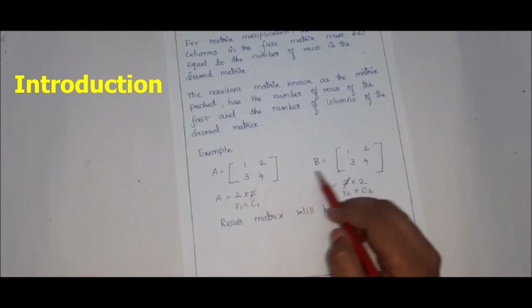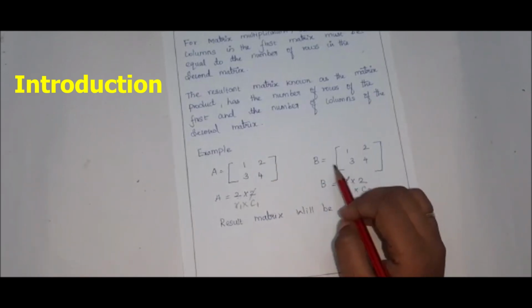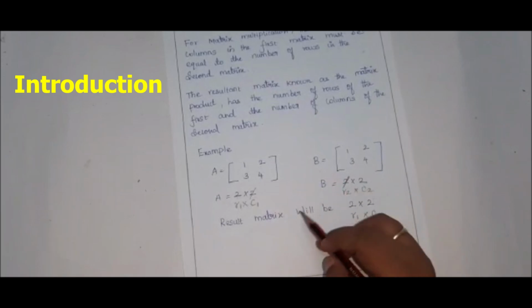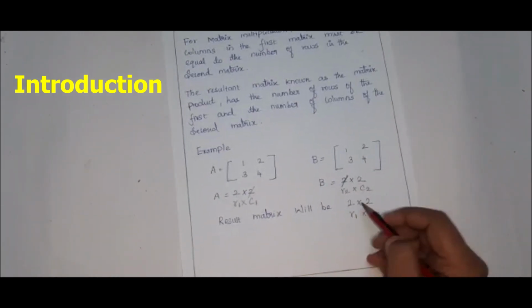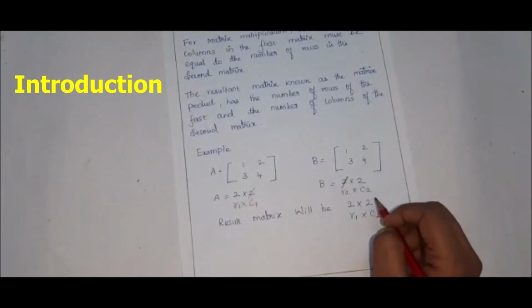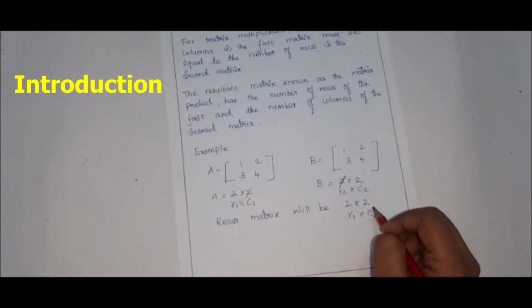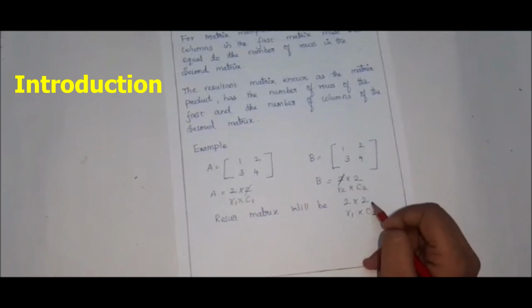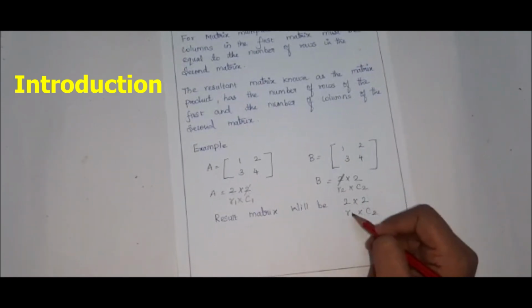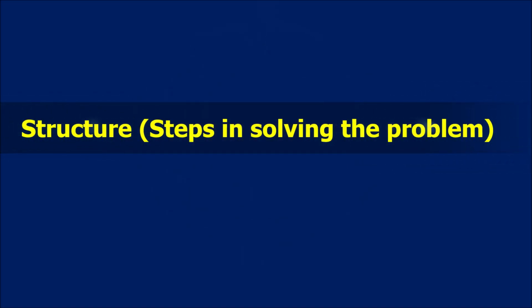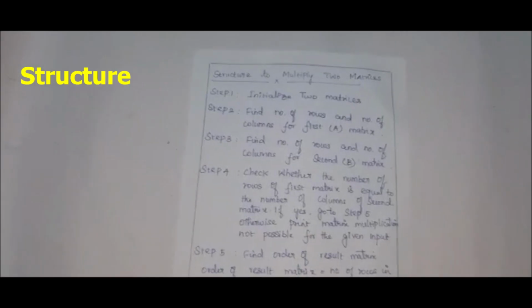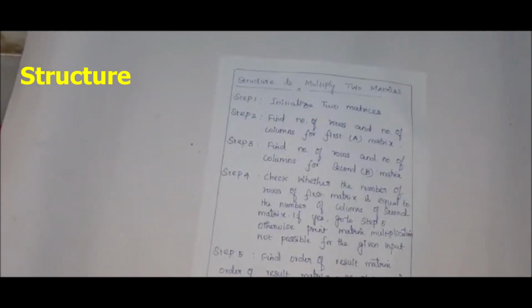Here we are able to do the matrix multiplication for A and B. The order of the resultant matrix will be the number of rows in the first matrix, which is 2, and the number of columns in the second matrix, which is 2. So the order of the resultant matrix will be 2 cross 2. This is the structure to multiply two matrices.